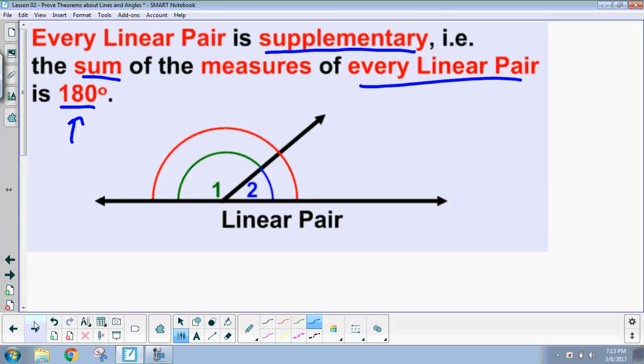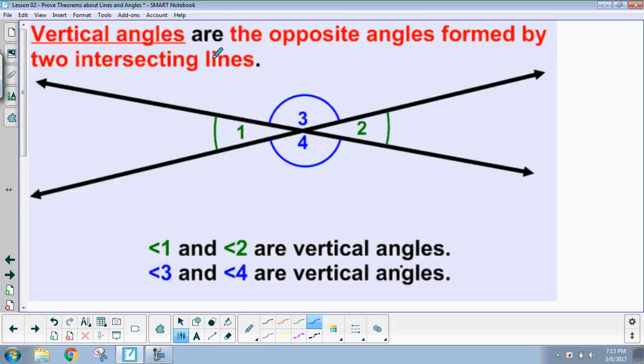Alright, vertical angles. The opposite angles formed by two intersecting lines. Here, two intersecting lines. 3 and 4 are going to be vertical angles. 1 and 2, vertical angles. They are also congruent. Angle 1 is congruent to angle 2, and angle 3 is congruent to angle 4. Vertical angles are congruent. That's what you need to memorize.